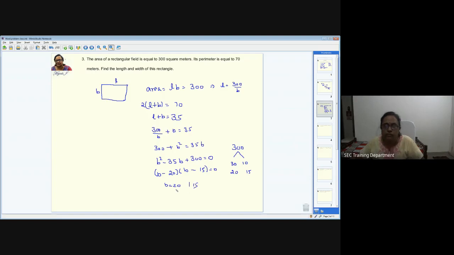So if one of them is 20, the other should be 15. So we can say that the smaller one, breadth, is smaller. So we can say this is 15 and this side is 20. That's the answer. Thank you. Next one.